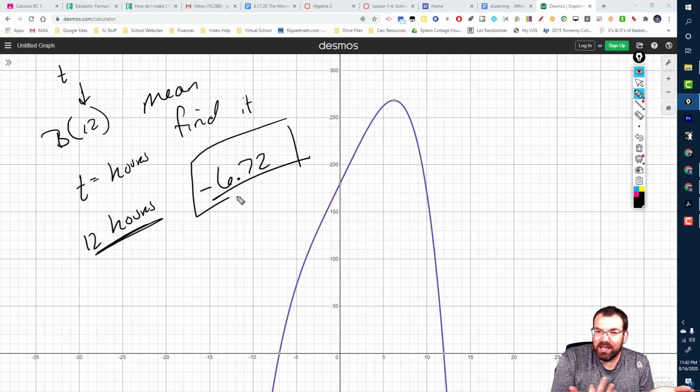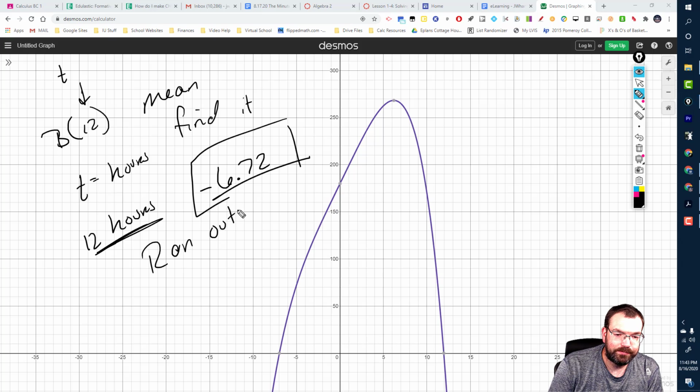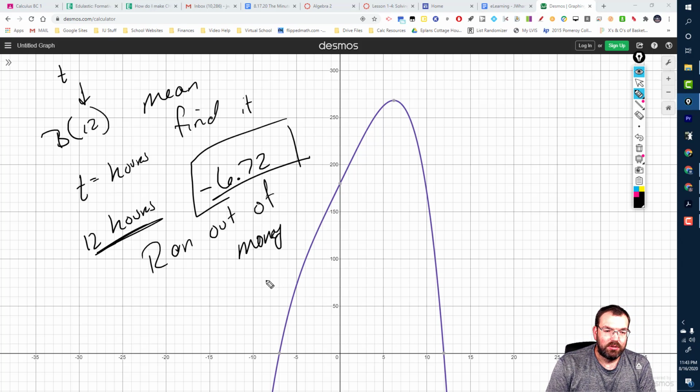But negative, you can't have negative. Well, I guess you can if you owe people money, right? But the casino doesn't want you to owe them money. They're going to say that you ran out of money. So this dude ran out of money. Oh, I can't spell money. You can leave it something like this as long as you explain what you're talking about. But basically the dude's broke. After 12 hours, he ain't got no money left.